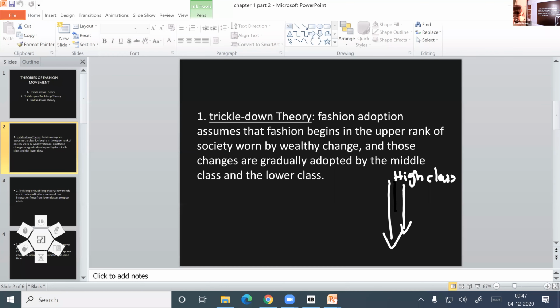Understood? So trickle down theory is the fashion which begins in the high class and gradually that fashion goes to low class and middle class people. That is trickle down theory. Malavika, tell me what is trickle down theory? Fashion begins in high class and those changes are adopted by the middle class and lower class. Okay. Just remember this downward arrow when you hear about trickle down theory. The next one.